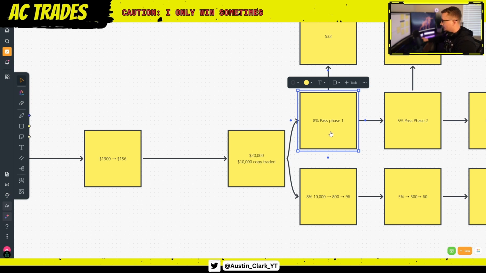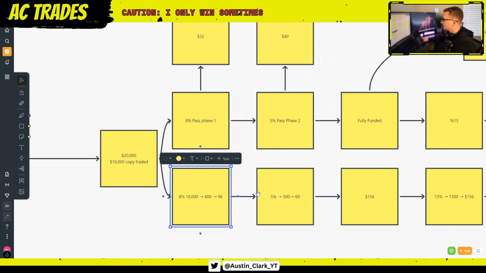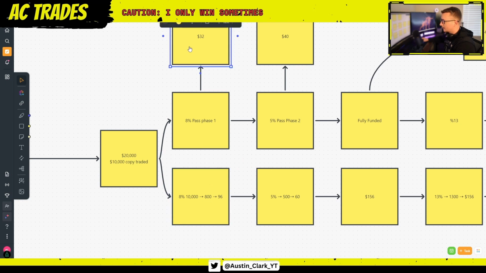So once you pass phase 1, you also make 8% on your rapid account, which would equate to $800, $96 that you would net. And again, look how cool this is. And this is why I really like My Forex Funds. You make 2% on your phase 1. Okay, so in phase 1, 2% of that 8% for a $20,000 account would equal to $32. You can do the math, but if you want to trust me, just trust me, it's $32.